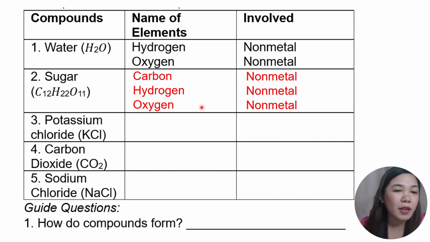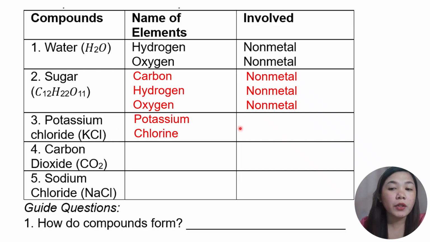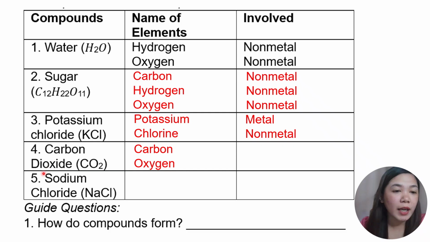In number 3, we have the potassium chloride, whose chemical formula is KCl. If we're going to dissect this, the K is for potassium and Cl for the chlorine. As we go on with your periodic table, the classification for potassium is a metal and chlorine is a non-metal. For number 4, carbon dioxide, C for carbon and O for oxygen. Again, disregard the number that you can see in the lower part. We're going to have that one in our next lesson.